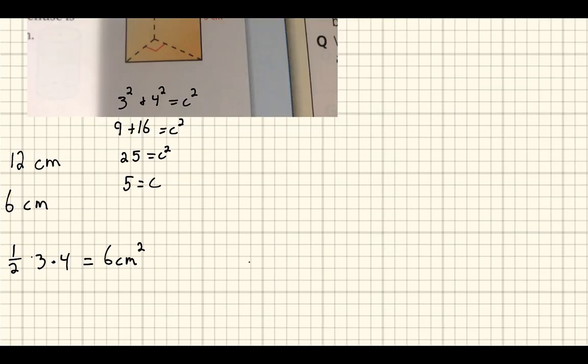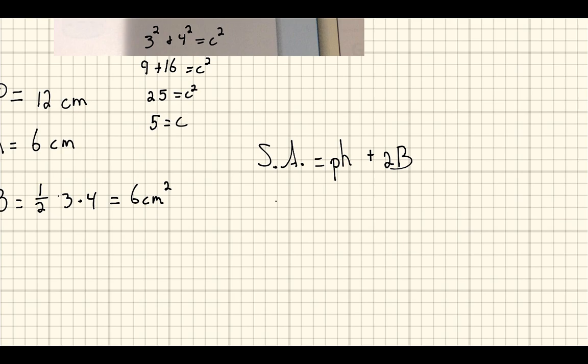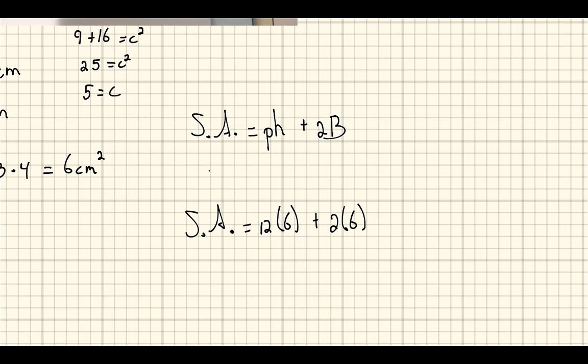Remember, I said surface area is Ph plus 2B. I'll just write the formula again. So plugging in our numbers, we have the perimeter is 12 times 6, plus 2 times 6. 12 times 6 is, was that 72? Plus 2 times 6 is 12.